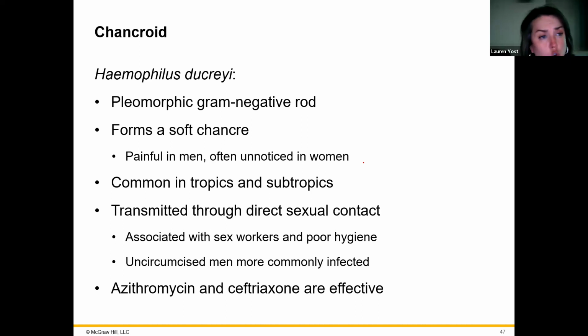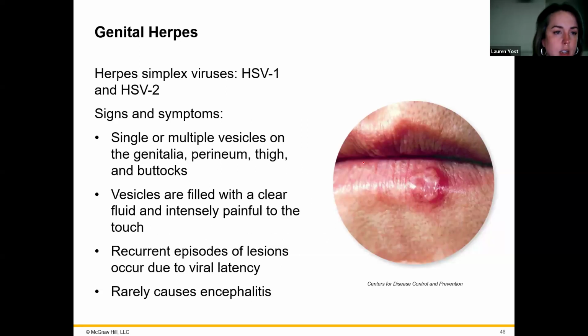We see this more commonly in the tropics and the subtropics, and it is associated with sex workers and poor hygiene, as well as being uncircumcised. And we treat this with azithromycin and ceftriaxone as needed.